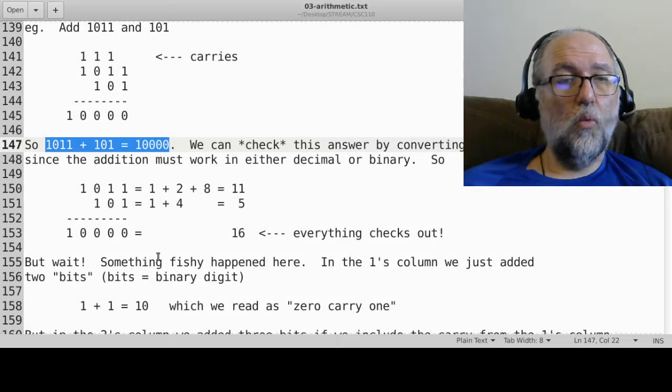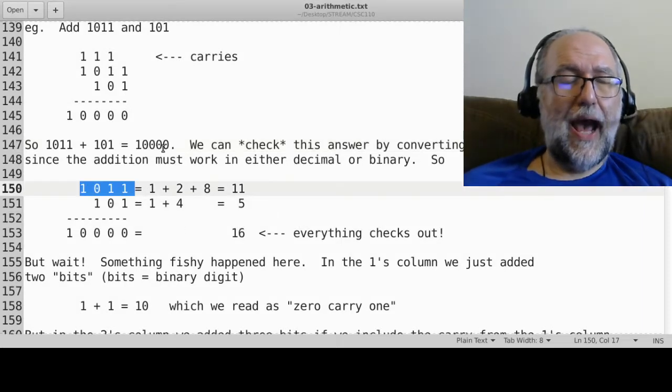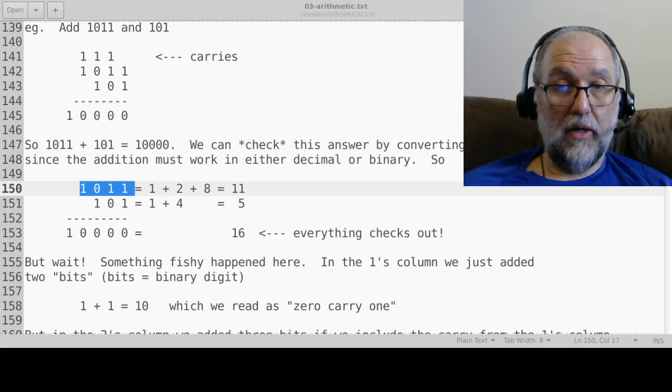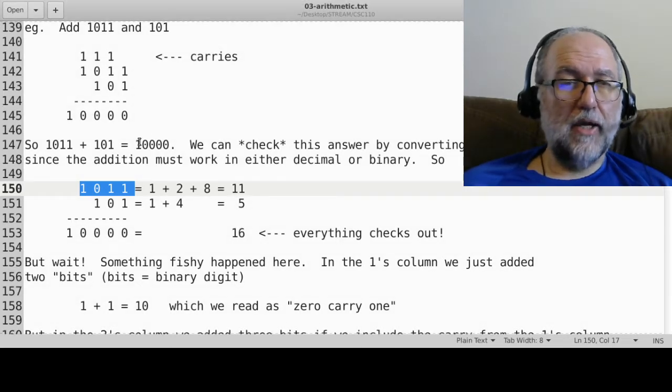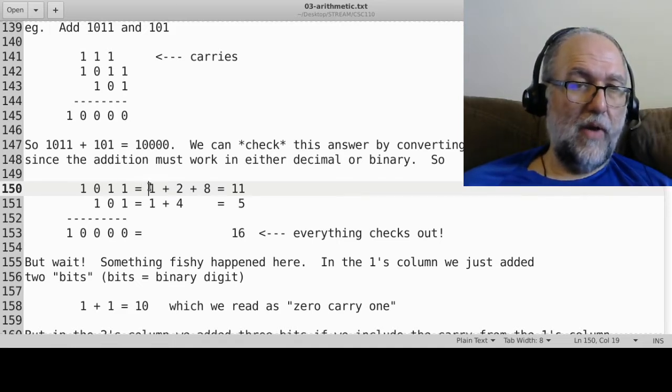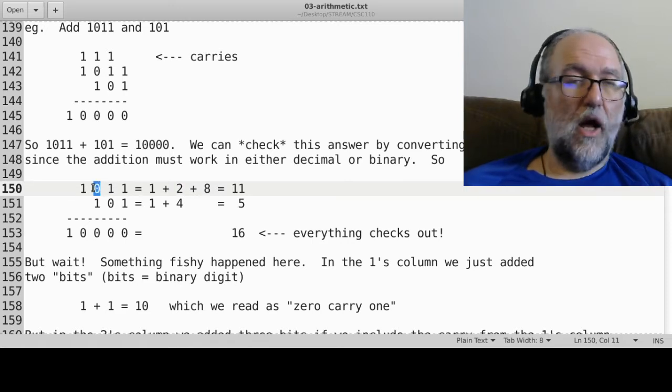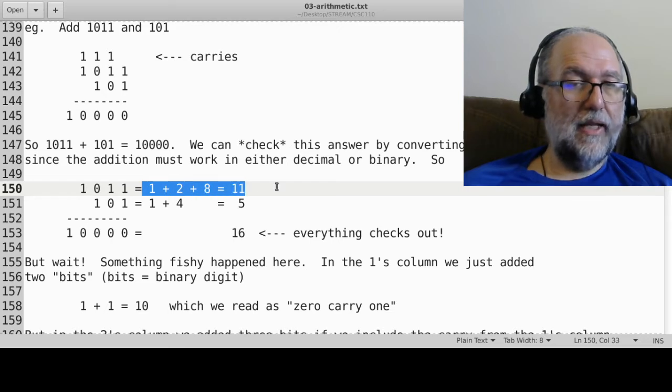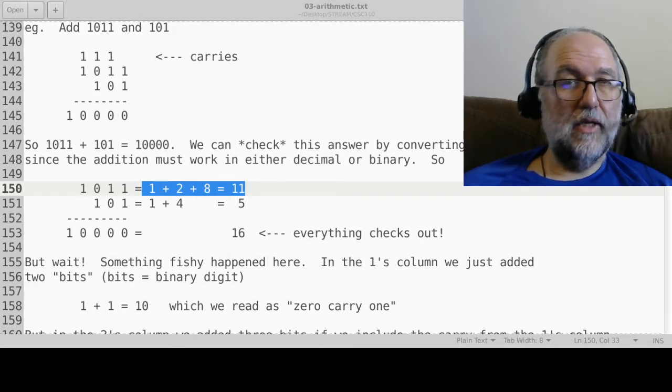Everything checks out. So the first number that we are going to add is 1011. Okay, so remember how you convert this? You start from the rightmost side, the ones column, and you go, I have a 1. Great, so you put a 1 there. And then you go to the next column. There's a 1 in the 2's column, so you have a 2. There's nothing in the 4's column, so skip 4. I have a 1 in the 8's column, and so you add an 8. Okay, so I have a 1, a 2, and an 8. So 1 plus 2 plus 8 is equal to 11.